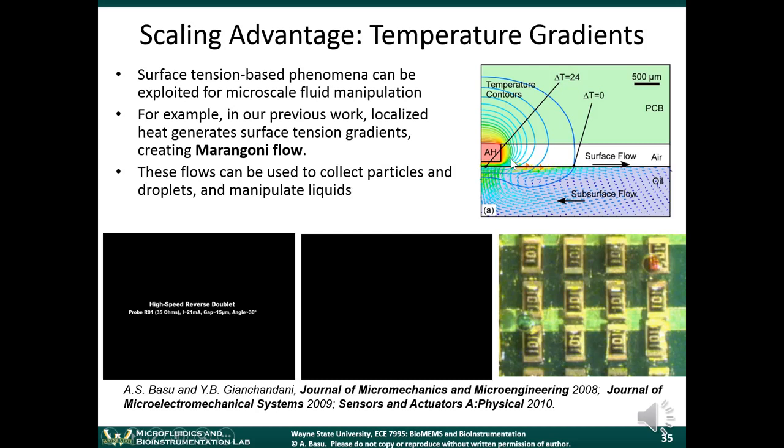Surface tension is inversely related to the temperature of the surface. So we can get a very sharp surface tension gradient here, and that actually generates flow. And these flows I showed you earlier, if you can control them, you can use them for various types of collection and fluid manipulations. So this is an example of how temperature gradients can be exploited at the microscale.